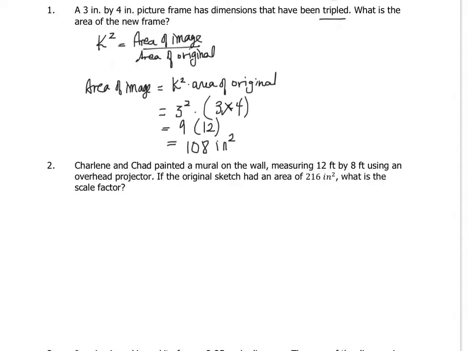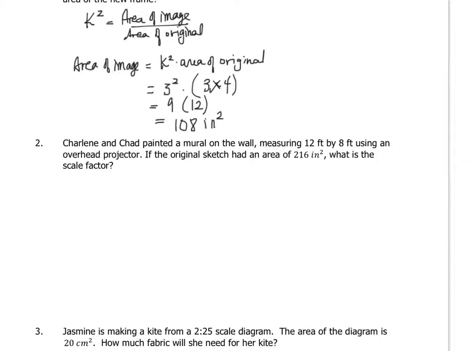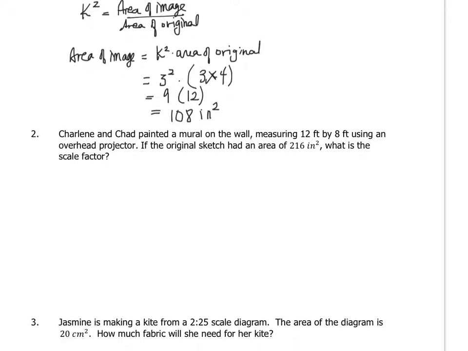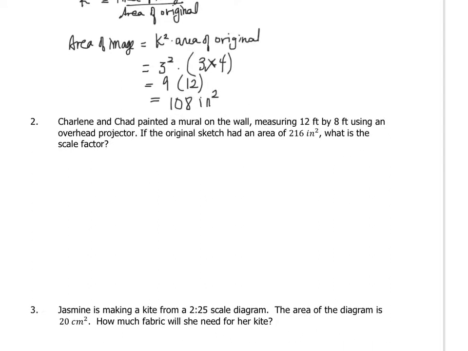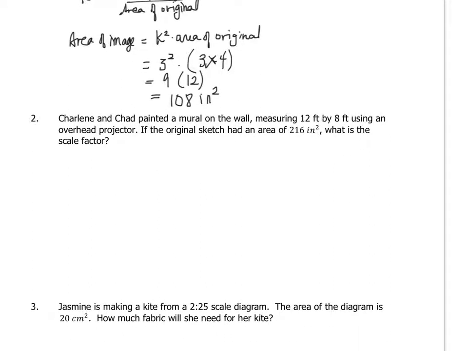In the next example, Charlene and Chad painted a mural on the wall measuring 12 feet by 8 feet using an overhead projector. If the original sketch had an area of 216 inches squared, what is the scale factor? In this problem, we'd be better off using k squared equals area of image over area of original. We don't know what the scale factor is, that's what we're trying to find, so k squared.